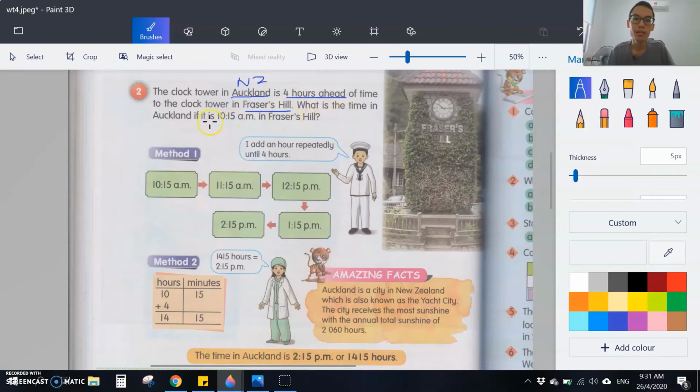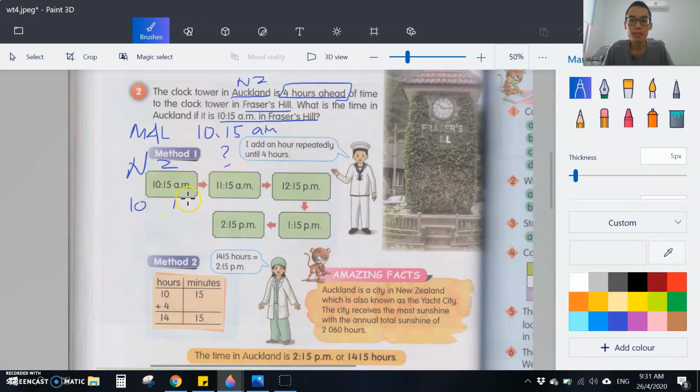So what is the time in Auckland if it is 10:15 in Fraser's Hill? So Malaysia sekarang 10:15 pagi. So New Zealand pukul berapa? Okay, dia 4 jam lebih awal. So kita tambah ke tolak? Kita perlu tambah. Okay, kita tambah 4 jam.